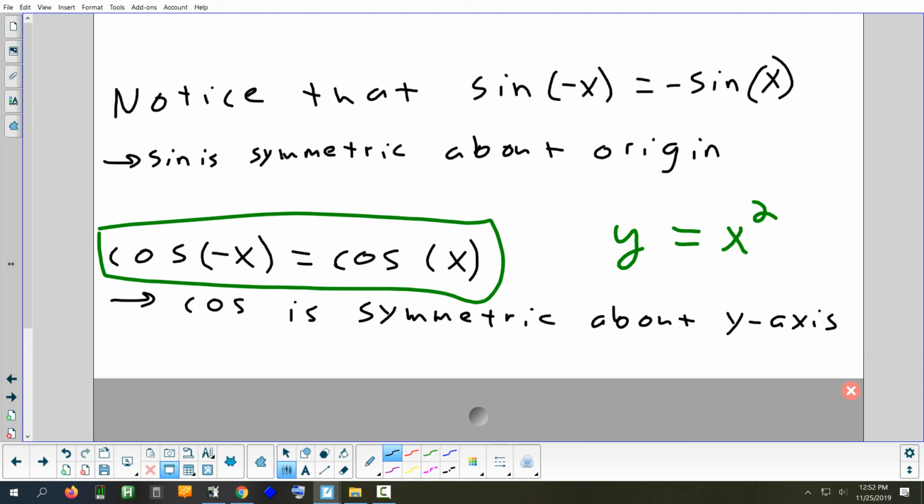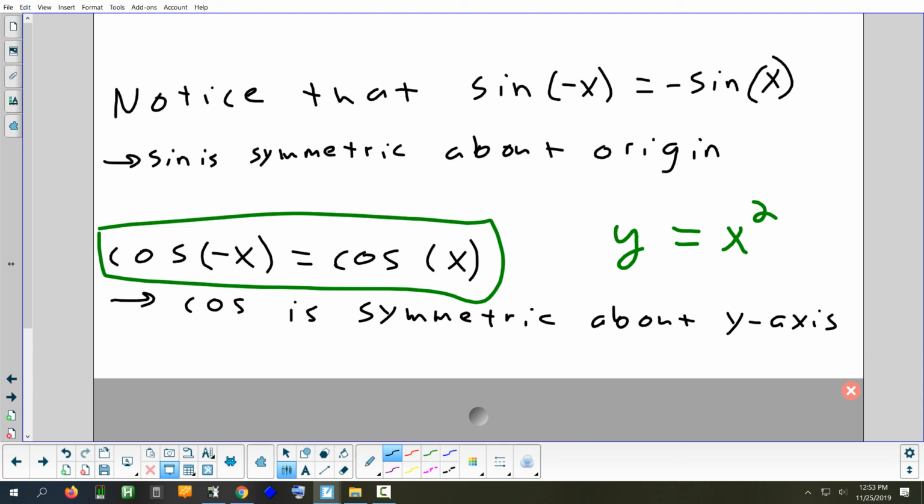Shouldn't it be cosine of negative x equals negative cosine of x? No, that wouldn't imply this kind of symmetry. No. If that happened, that's what the top one says.